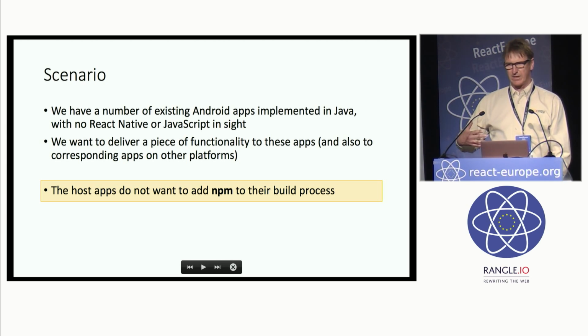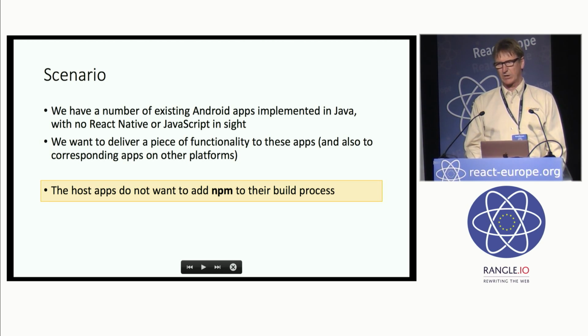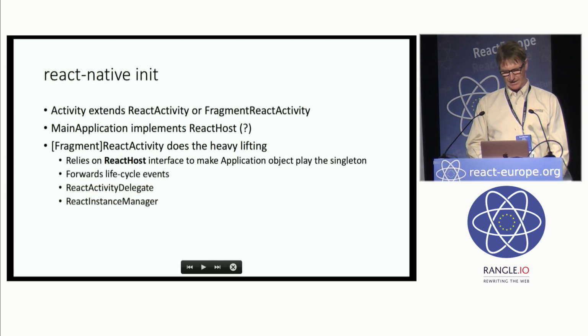The thing is that our host apps, some of which have a long pedigree, don't actually want to take on NPM dependencies. They have their existing build processes and they don't want to change those. So how do we make stuff that they can consume anyway?